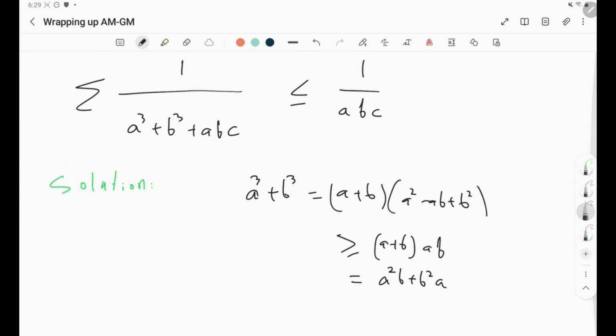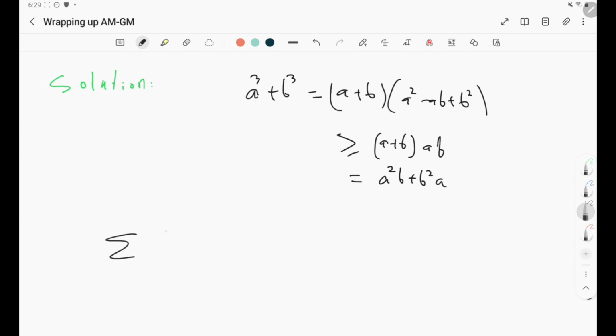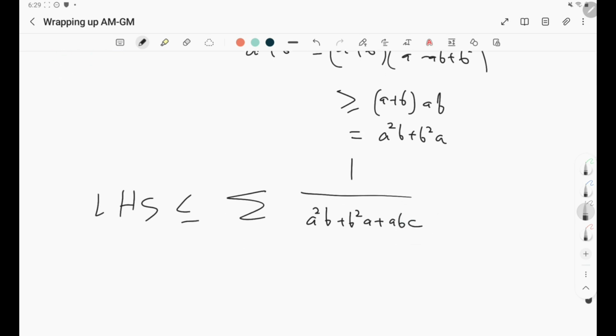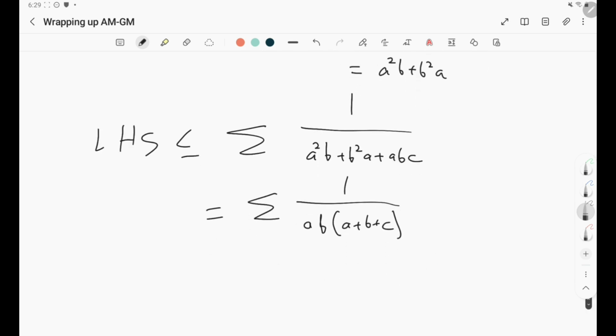So let's see, does this help us? Now that means that the LHS is less than or equal to sigma 1 over a square b plus b square a plus abc. Okay, what is this? As you can see from the denominator, you can take a common factor. So let's do that. This is actually sigma, and what can we take as a common factor? a and b, and then we'll have a plus b plus c. Alright, that's super nice, because now we can even take this as a common factor, right?